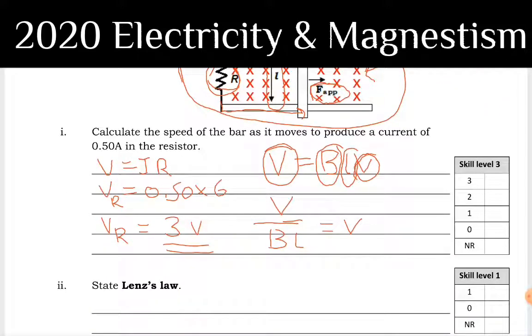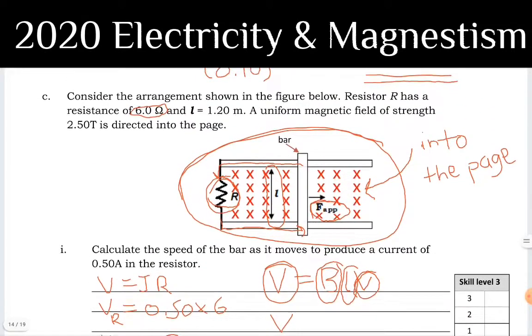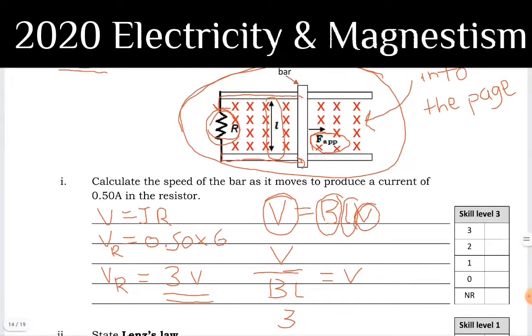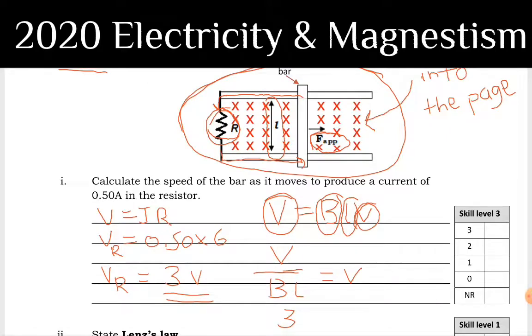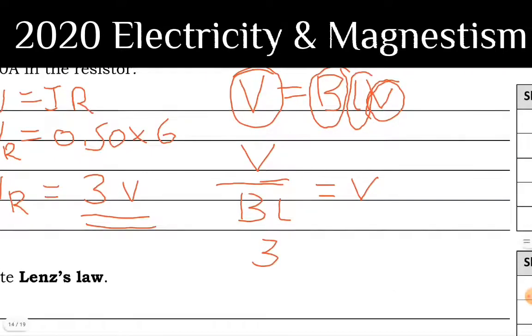So let's plug in a few values. We know the voltage is 3. We know the magnetic field strength, which is 2.5 as given here, and we know the length of the wire in the magnetic field is 1.2 meters. So 3 divided by 2.5 times the length, which is 1.2, will give us the velocity. We can plug this into our calculator. You will get velocity is equal to 1 meter per second.